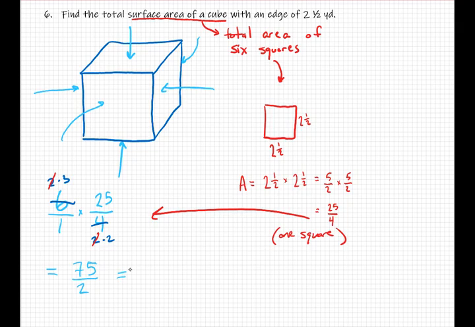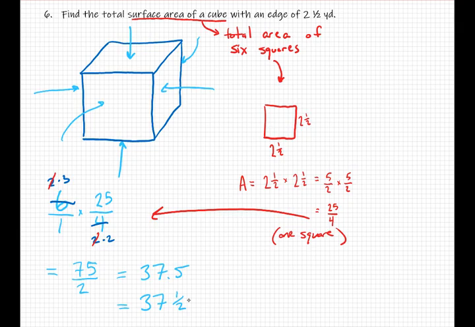Now, we probably don't want to leave an improper fraction. We could put this back into a mixed number or a decimal. Let's actually do both. So 75/2, that's the same as 37.5. If you want to verify that on the calculator, you can. 75 divided by 2 is 37.5, or 37 1/2. Now, the last question is 37.5 what?